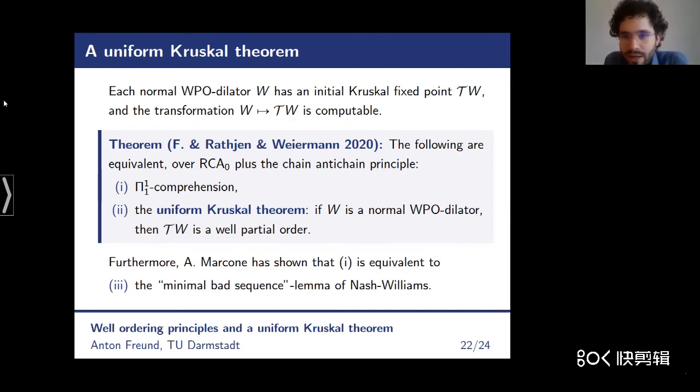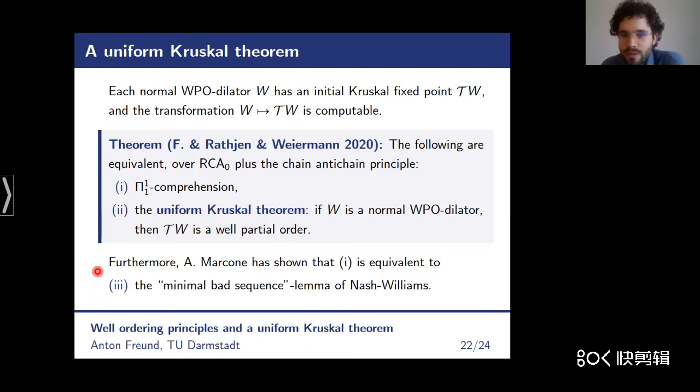And now together with Michael Rathjen and Andreas Weiermann, we showed the following result. Two statements are equivalent, again, over this usual base theory RCA naught of reverse mathematics. But now it turns out that we need a little bit more. So we want to assume something that's called the chain anti-chain principle. But it's a relatively weak principle, at least compared to the other things that turn up. And one of these statements in this equivalence is once again pi11 comprehension. And the other part of the equivalence is something that we call a uniform Kruskal theorem.